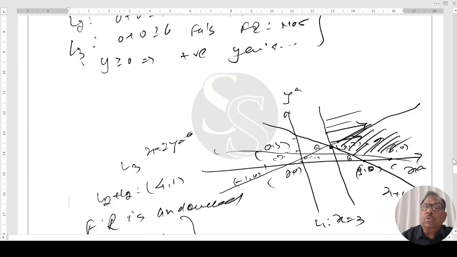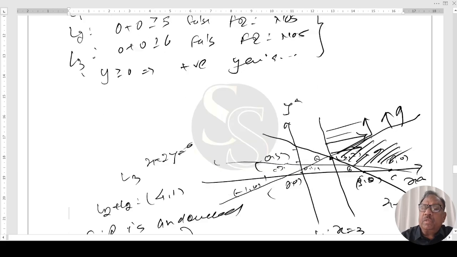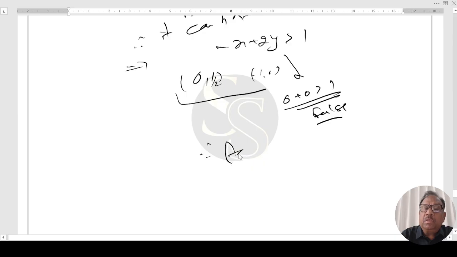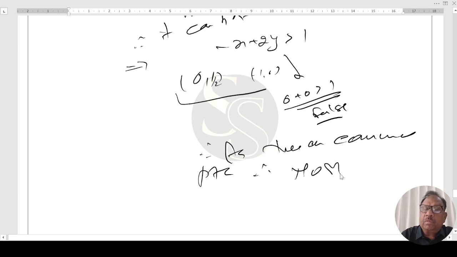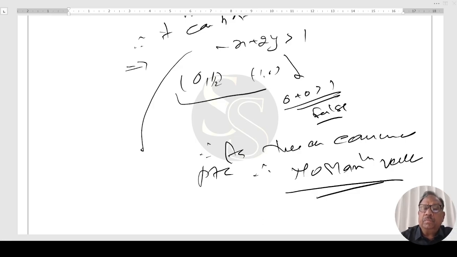So according to this, this is the region. There are common points, therefore no maximum value. Common points with what? No common point comes, the shaded region does not pass, so the maximum value is this one. Right?